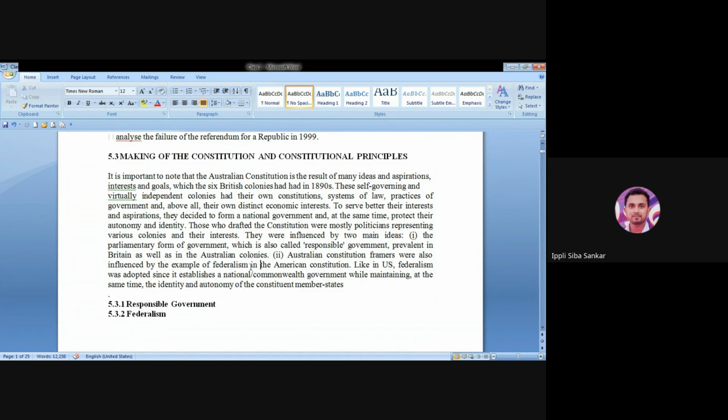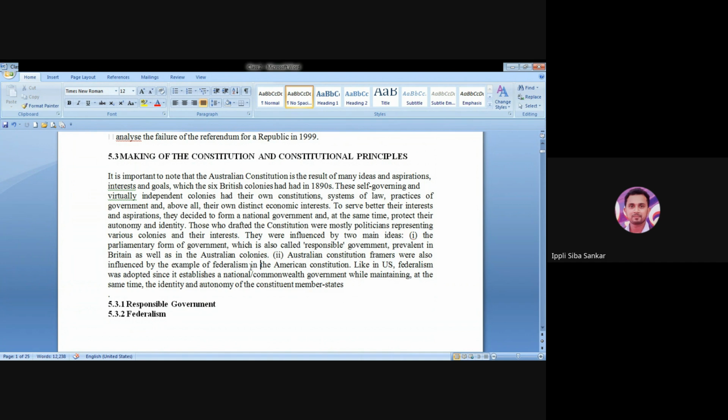Responsible government means a parliamentary form of government. Parliamentary form of government means where the parliamentarians or the government is responsible in every sector. Whatever happens in the state, the government should be responsible, take responsibility and find out the solution if there is a problem.